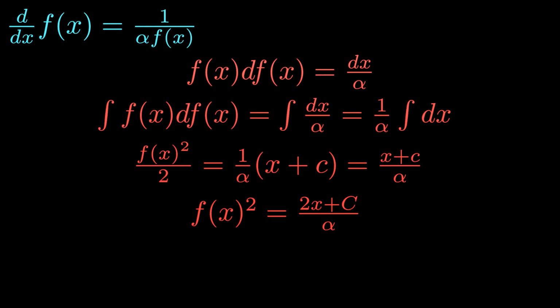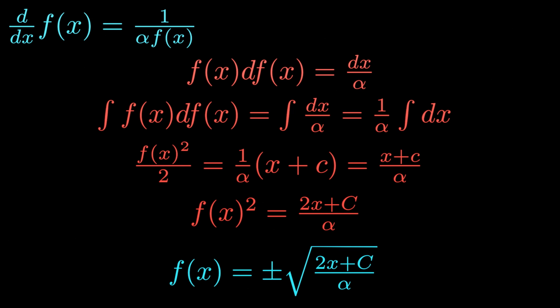If we take the square root of both sides of our equation, we have that f(x) is equal to plus or minus the square root of (2x plus capital C) divided by alpha, which is the final answer to our problem.